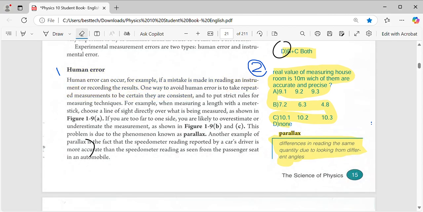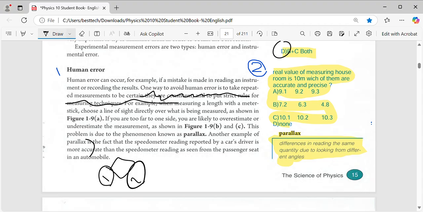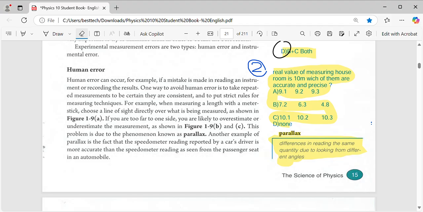So how can we avoid this? One way to avoid human error is to take repeat measurements. For example, the first time you made a mistake, okay, it's okay, do it a second time. If the second time again you made a mistake, don't worry, again the third time, like that, repeat again to measure the distance, even if it's wrong. So this is called human error. It's your fault, it's the teacher's fault, it's the student's fault if you get a wrong answer.